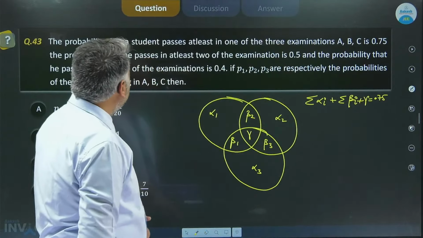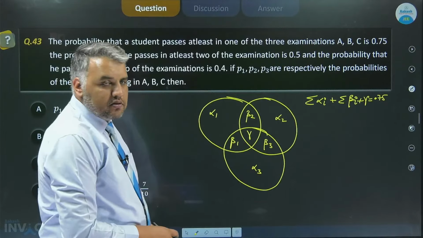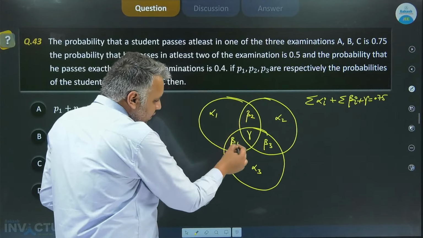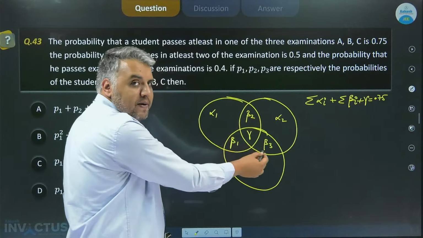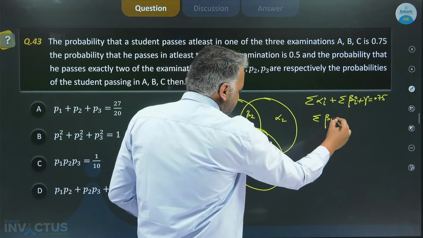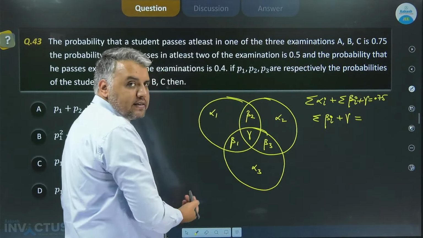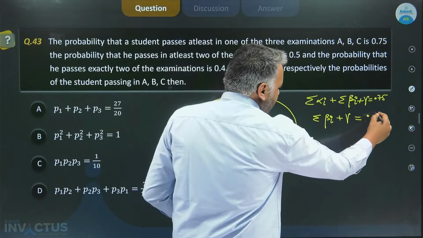Similarly, the next statement says that he passes at least two of the examinations, so that means we are looking for this region in which he passes at least two of the examinations, and that is summation beta I plus gamma. Summation beta I plus gamma is given as 0.5.